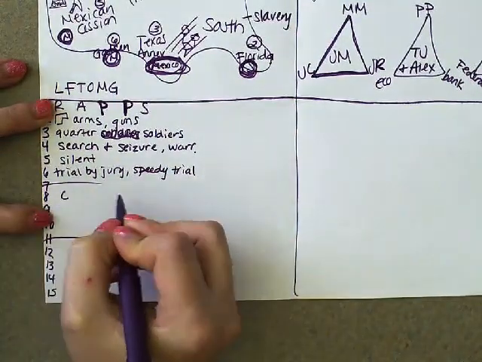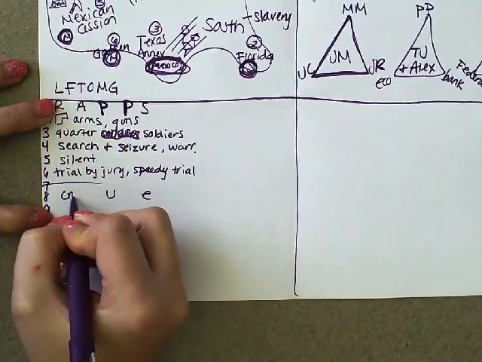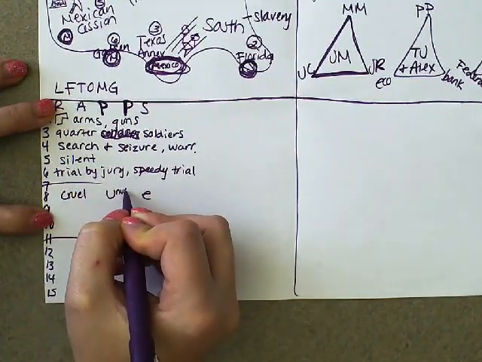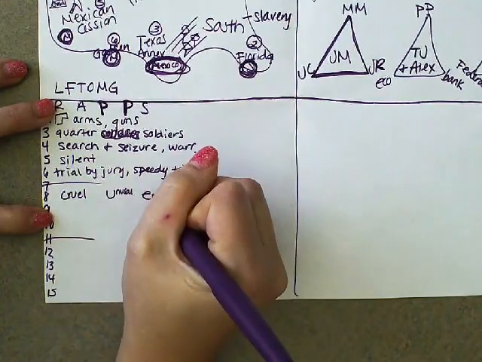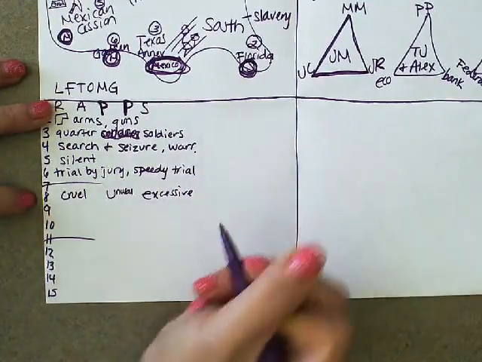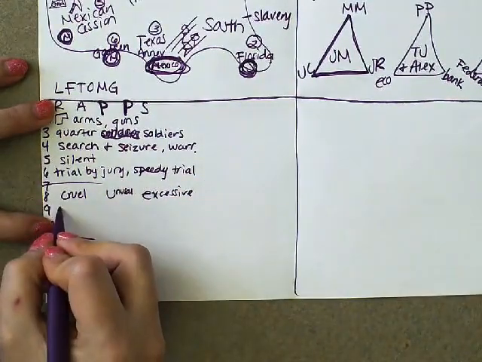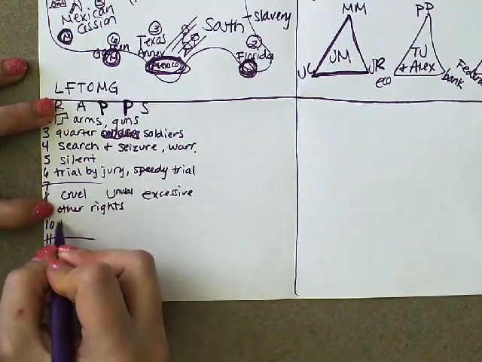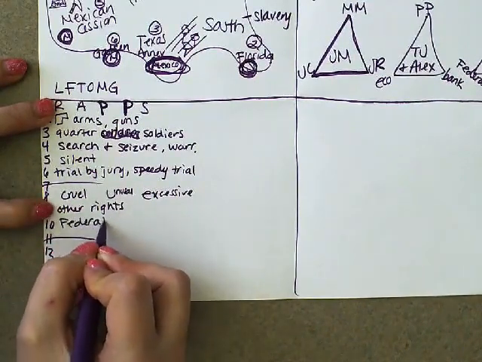Number 8, I like to write Q for cruel, unusual, and excessive fines. You're protected against all of those. 9 is that you have other rights. And 10, our famous one that's so argued about, is federalism.